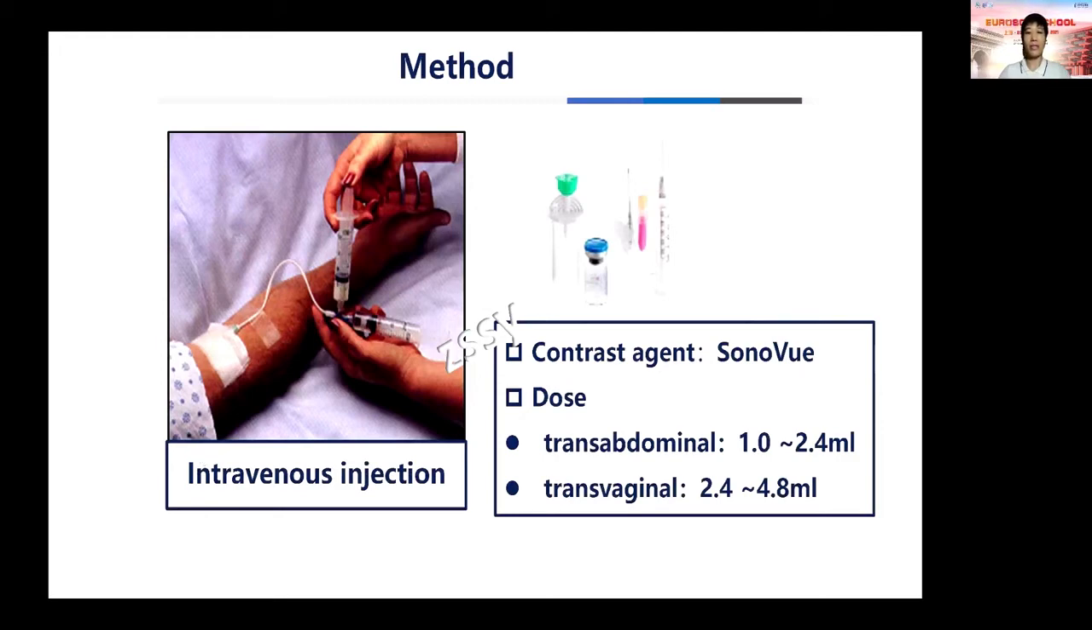The preparation are the same as in other organs. Participants were examined with conventional ultrasound followed by CEUS. Sonoview is injected intravenously into the body. The doses of transabdominal CEUS is different from that of transvaginal examination. The dose of transvaginal ultrasound is higher than that of transabdominal CEUS.